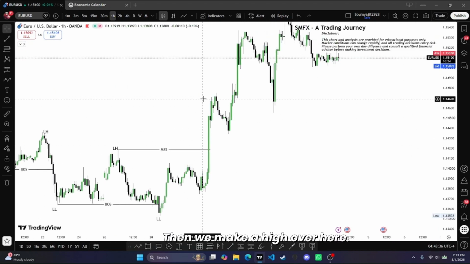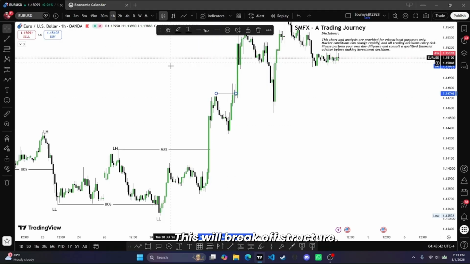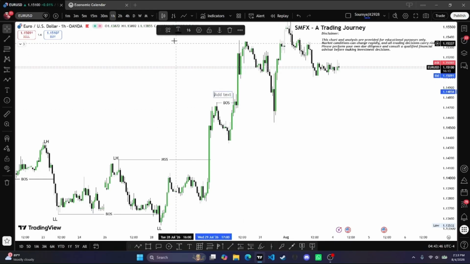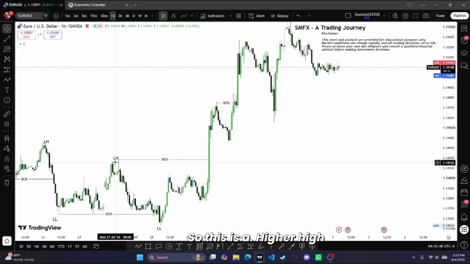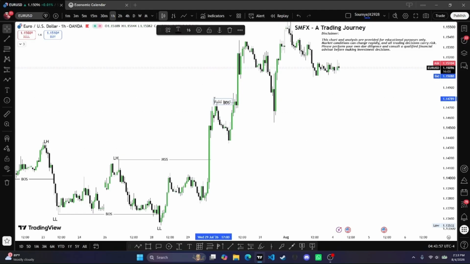Then we make a high over here. This will be a breakout structure. So this is a higher high now because we have shifted to bullish trend once again. So this is a higher high. Change.